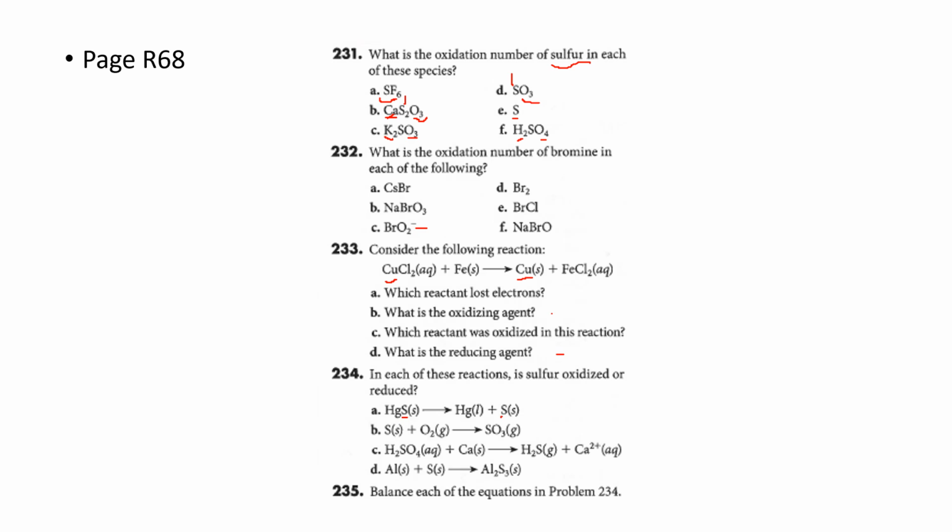But after the arrow, it is in pure elemental form. It is 0. So going from -2 to 0 is going to be being oxidized. Its charge is going up or becoming more positive.